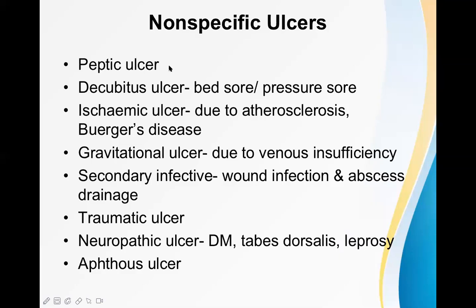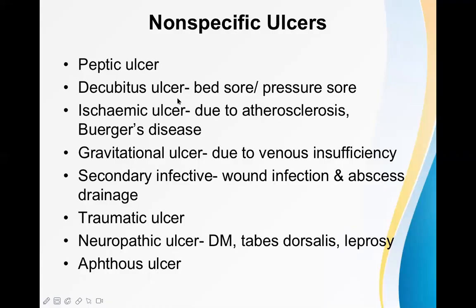Peptic ulcer. Now, peptic ulcers, where can you see them, which are the common sites? In the stomach and duodenum. Exactly. Towards the lesser curvature of the stomach and in the first part of the duodenum. This is called peptic ulcer. In Zollinger-Ellison syndrome, which is not a very common condition, the peptic ulcers are seen even distal to the first part of the duodenum. They may be seen in the second, third, or even the fourth part, and sometimes even in the jejunum as well. That is a rare condition.